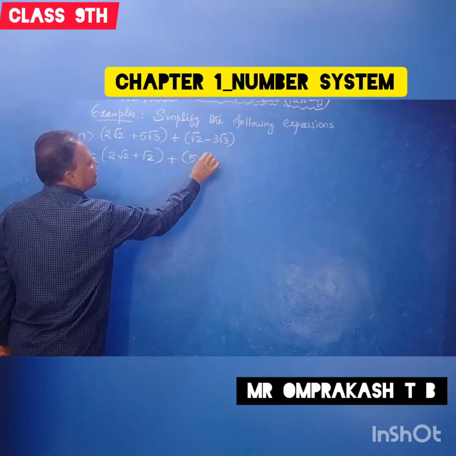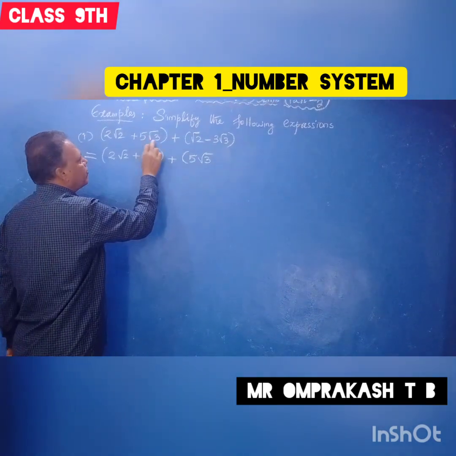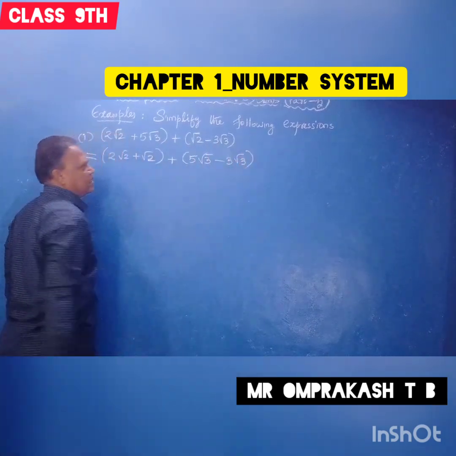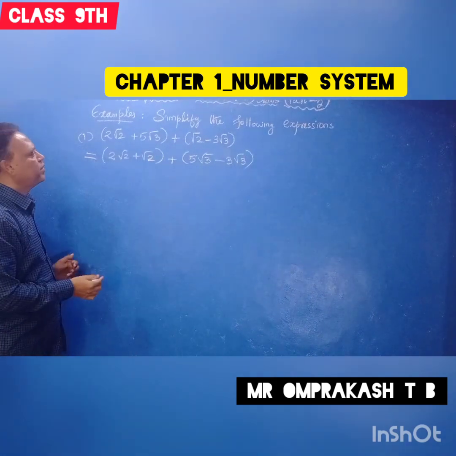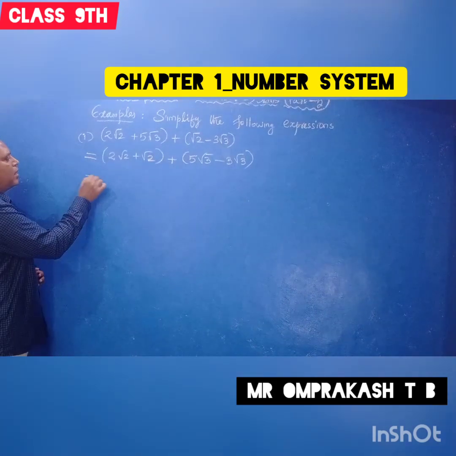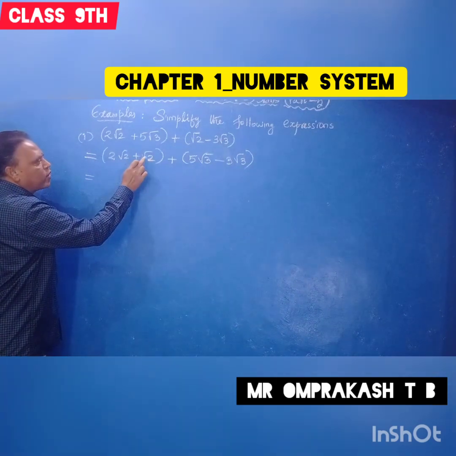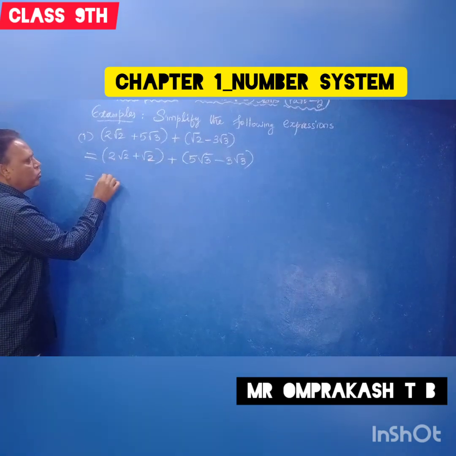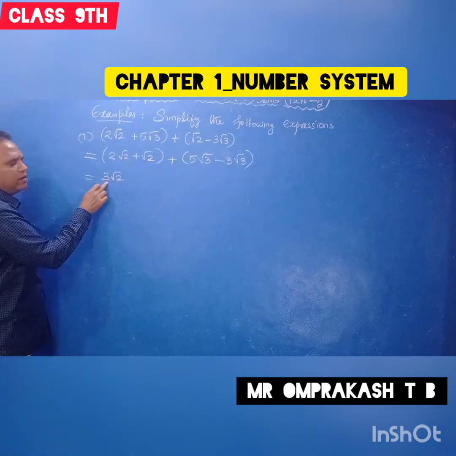Like term means what? Same kind. Both are having the same kind. Clear? 5 root 3 minus 3 root 3. So that the simplification will be easy. When you group the like terms, the simplification will be easy, right? So now 2 root 2 plus 1 root 2. Simply root 2 means what? 1 root 2. Okay. 2 root 2 plus 1 root 2, 3 root 2. That's all. Root 2 taking common, 2 plus 1, 3.